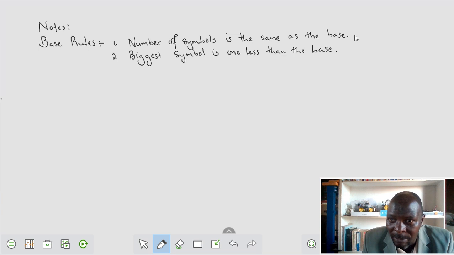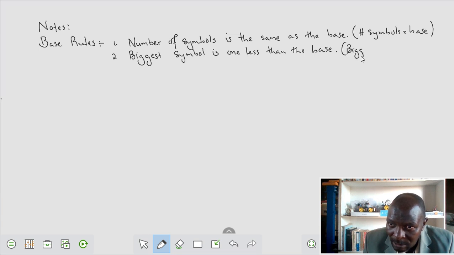So what am I saying? Number of symbols is the same as the base. So number of symbols equals base. And the biggest symbol is equal to base minus 1.